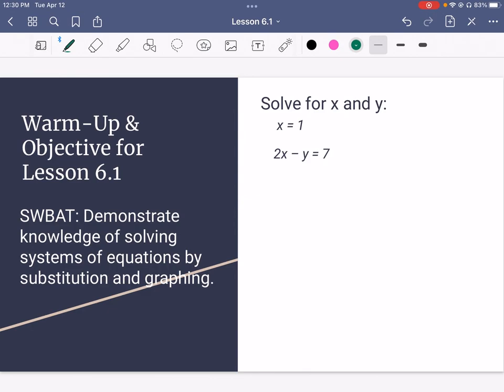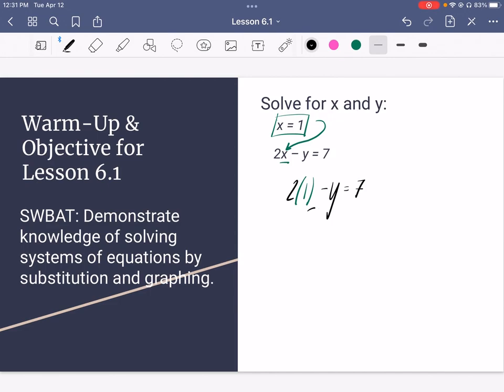Okay, so we have not done an intro yet to systems of equations, but this one here is a little bit easier than the ones that we're going to work with today because it actually already has one of our variables solved for. So we are given this first equation, which tells us that x equals 1, and then we're given the second equation with two variables, both the x and the y. So hopefully what you guys were able to see here is that we can take this x value and substitute it in for the x in the second equation. So that would become 2 times, now 1 instead of x, minus y equals 7.